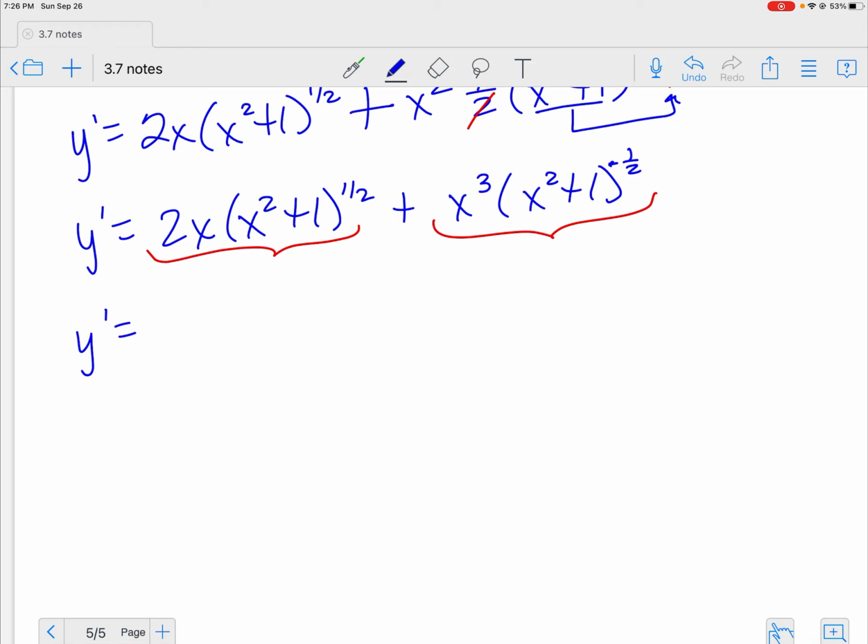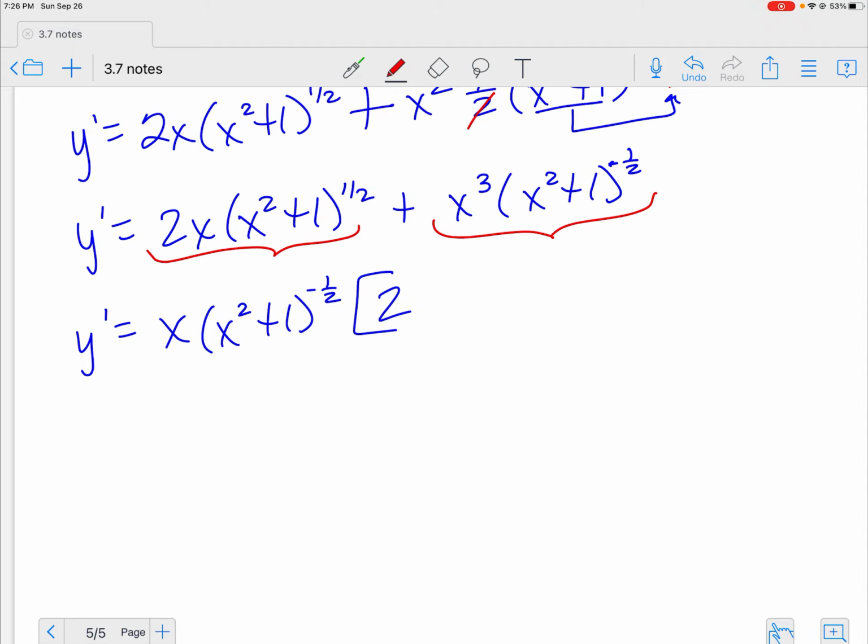Oh my goodness, there was a reason why we practiced that. And here it is. Here I've got an x in this one and an x cubed here. So we can factor out an x. I've got the exact same thing in parentheses. Take out that lowest exponent. Good. So that's x squared plus 1 to the negative 1/2 power. What's left over here? I've got my 2.